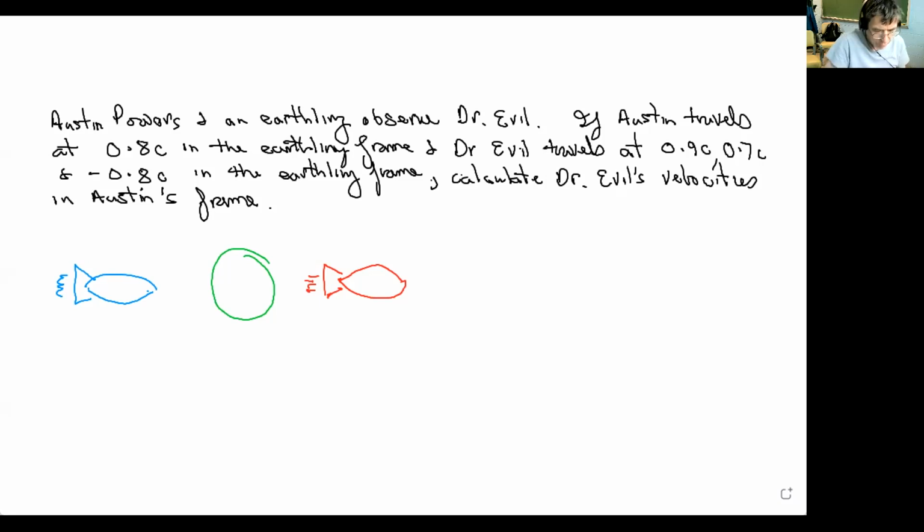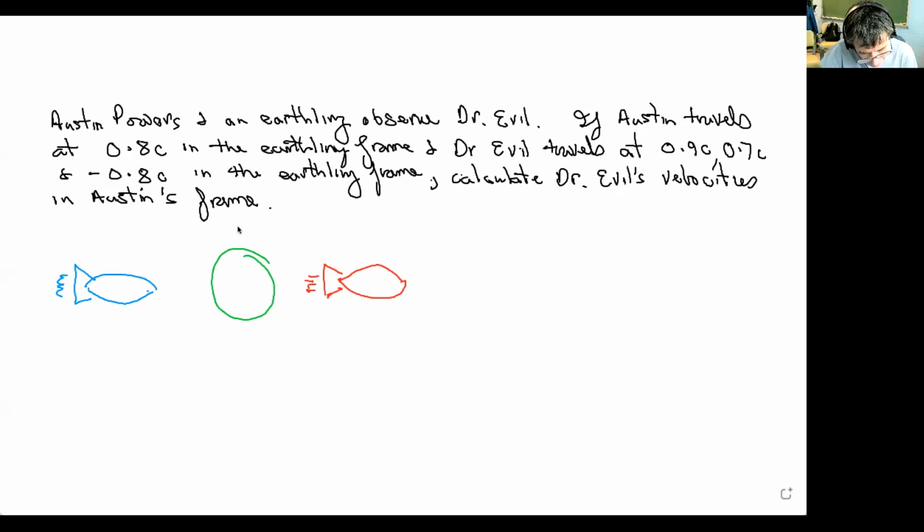So I'm going to start the problem by annotating this sketch a little bit. Over here on the left in blue, this is Austin Powers' spacecraft. Over here on the right in red, this is Dr. Evil's spacecraft. And here is Earth and the Earthlings in the center in green.